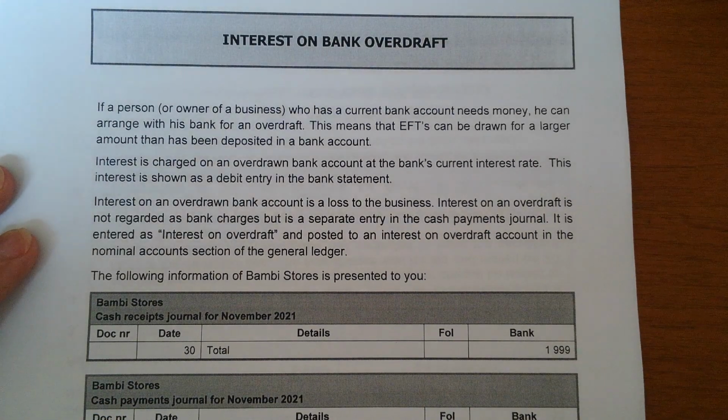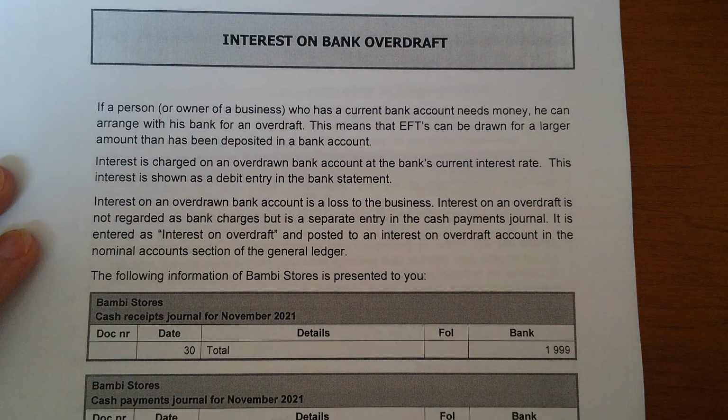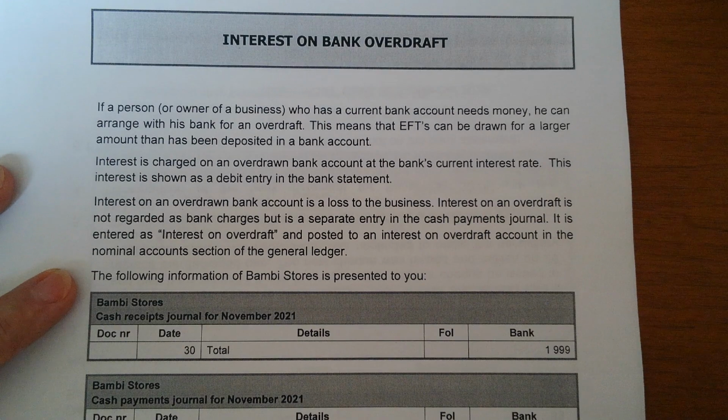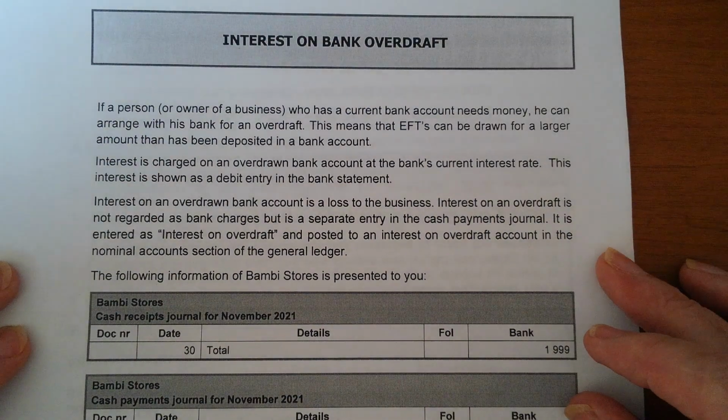That means we will be able to withdraw more money out of the bank than the amount that we deposited into the bank. If you owe money to the bank on an overdraft, you will pay interest, and this interest is an expense for the business, so it will appear in the bank statement on the debit side because it's money going out of our bank account, and it will appear in the interest on bank overdraft in the cash payments journal on the credit side.